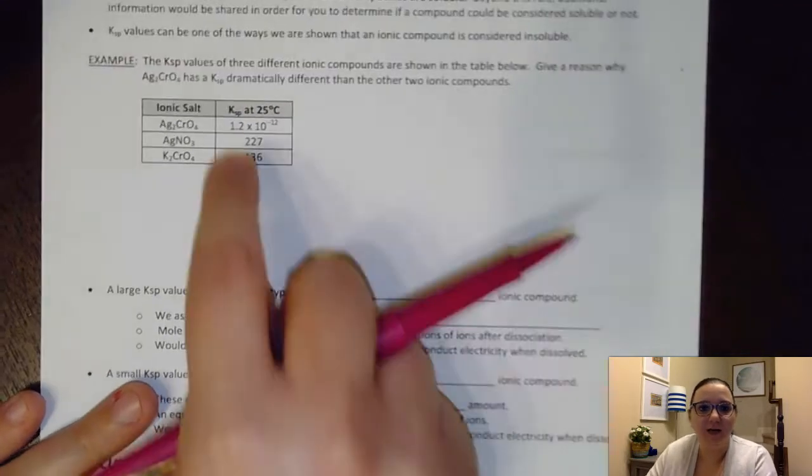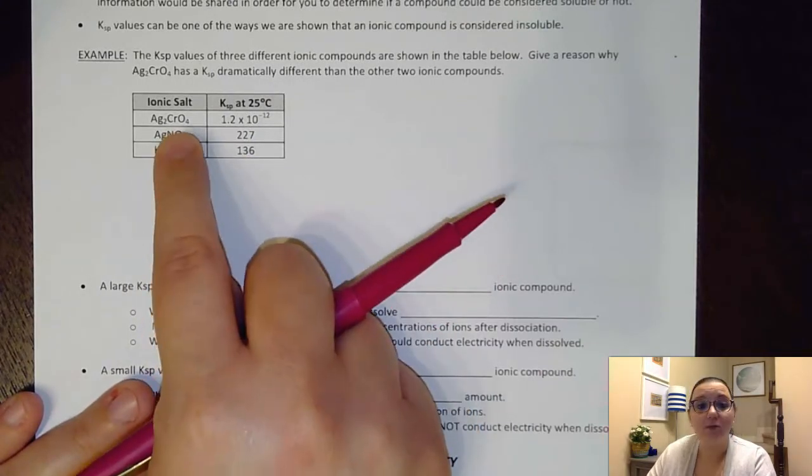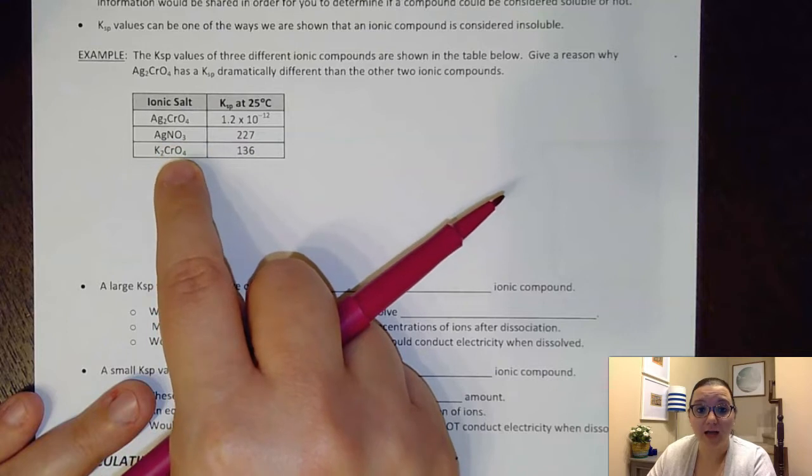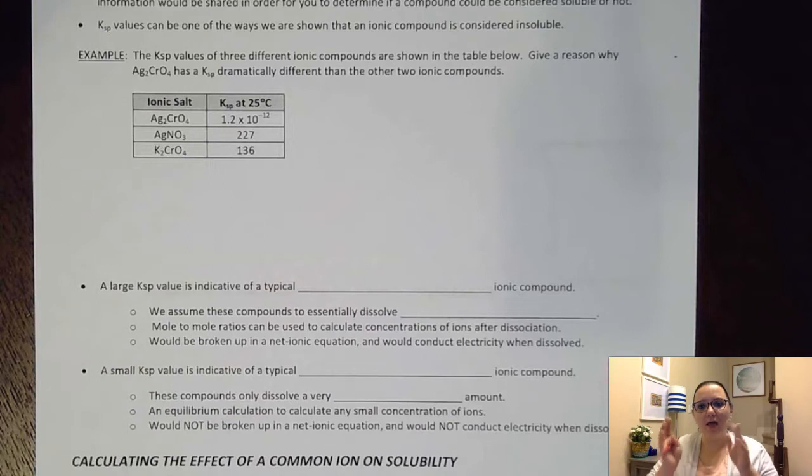To see this in action, you'll notice down here there's a chart that has 3 compounds in it. We have silver chromate, silver nitrate, and potassium chromate, and they've given us some Ksp values for them. Now, as a reminder, Ksp is an indicator of how much solubility is taking place. If a Ksp is really big, then that means a lot of product is being formed, a lot of ions, whereas if a Ksp is really small, that means only a little bit of it is making product, and most of our ionic compound is staying together.